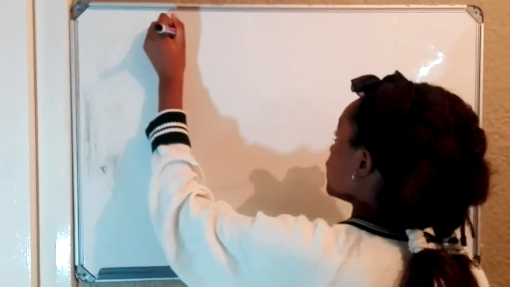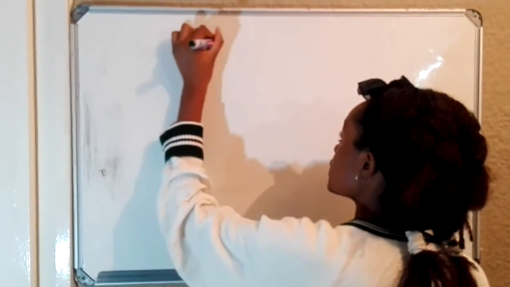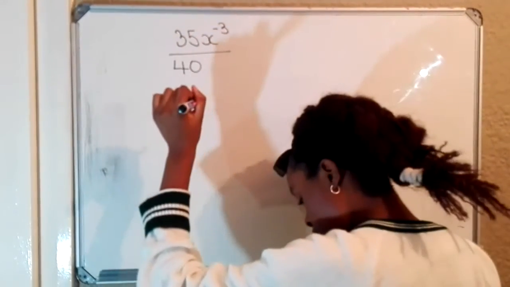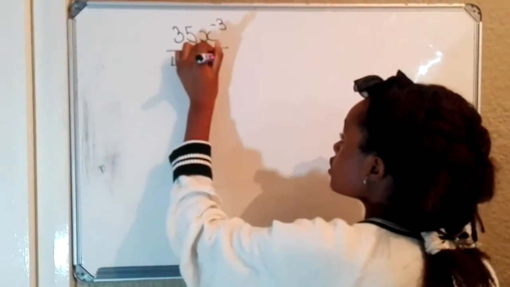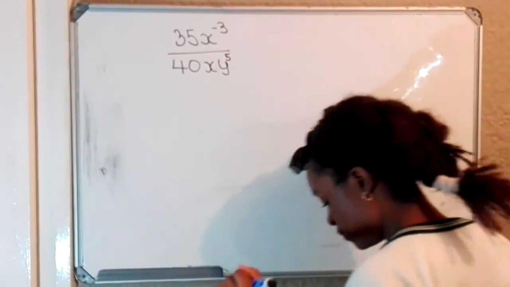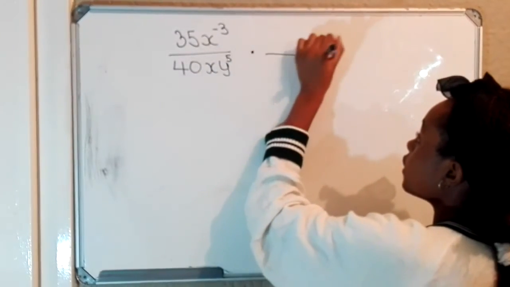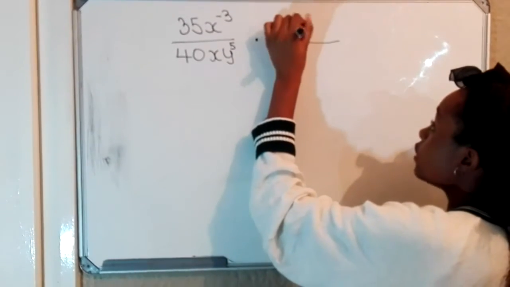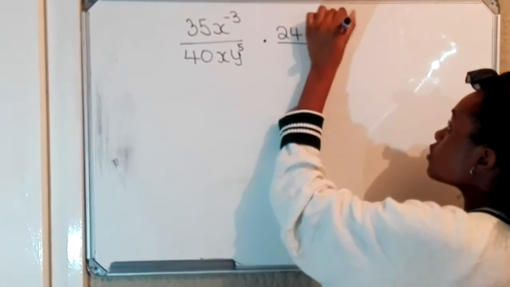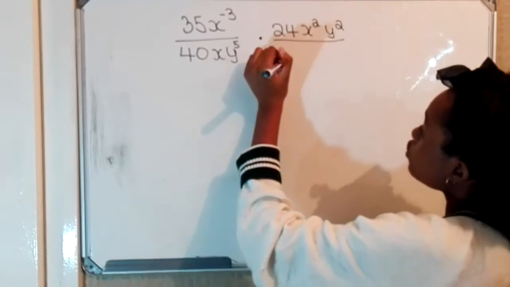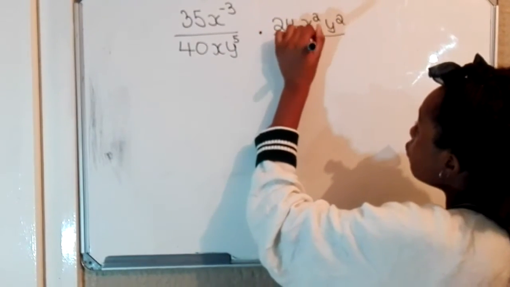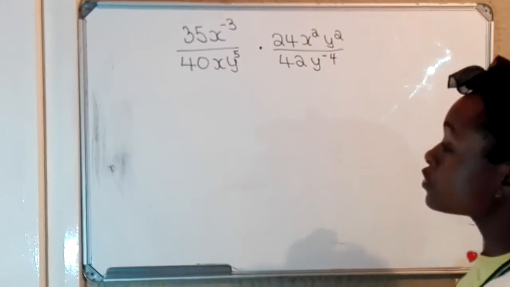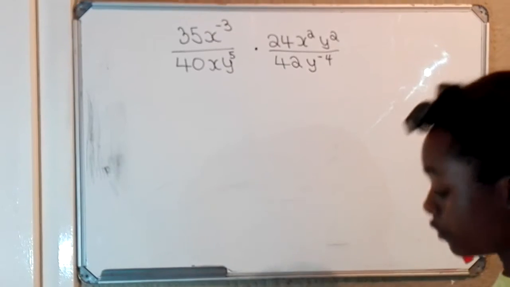Here's another one. Say we have 35x to the minus 3 over 40xy to the power of 5, okay? Multiplied by 24x squared y squared over 42 y to the power of negative 4. Okay, so feel free to pause the video and try this one on your own, right?